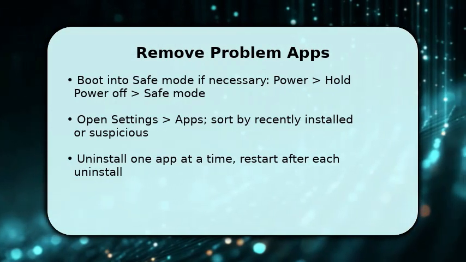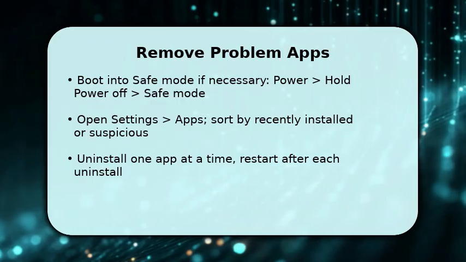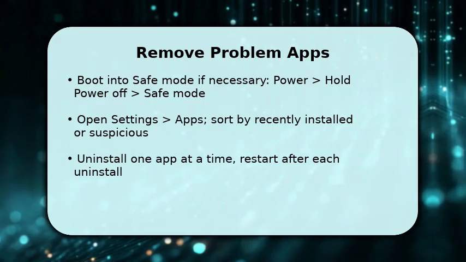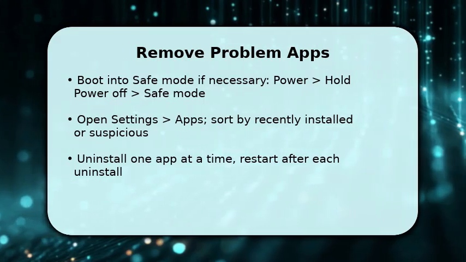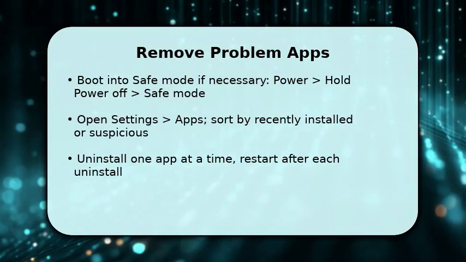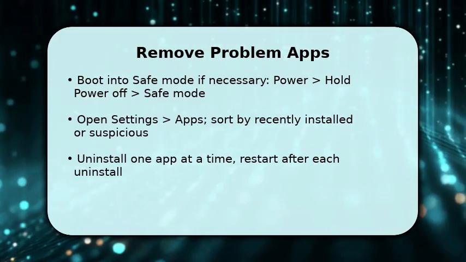If you're still in safe mode, reproduce it intentionally. Hold power, touch and hold power off, then select safe mode. Once booted, go to Settings, Apps, and sort by install date or look for unfamiliar apps. Uninstall the most recent or suspicious app first, then restart normally.